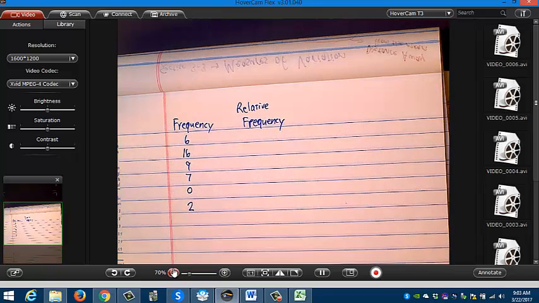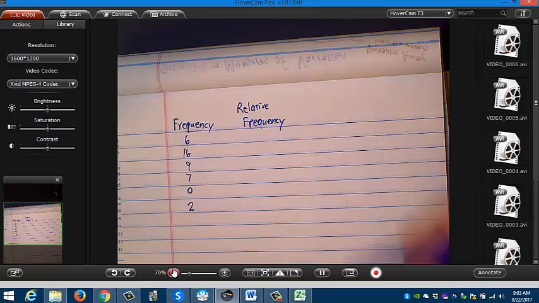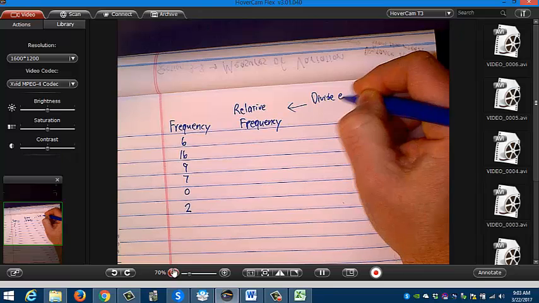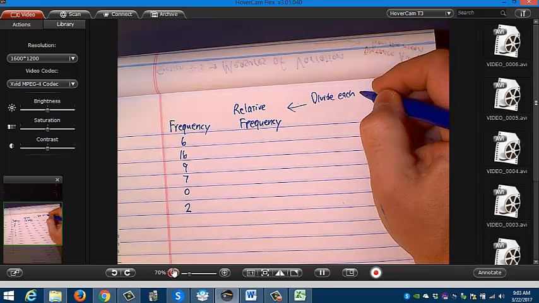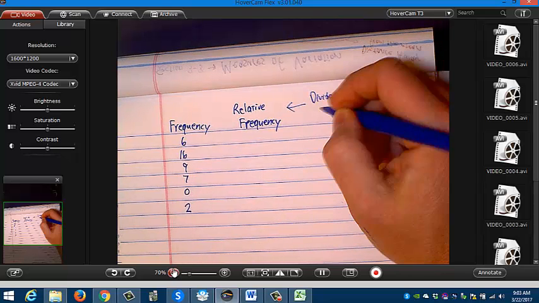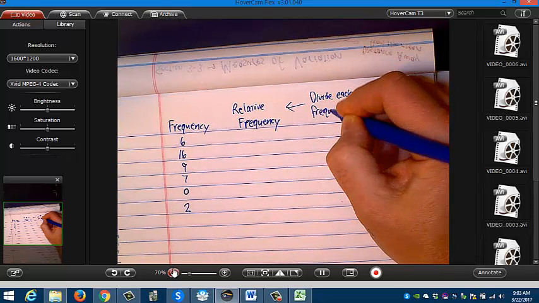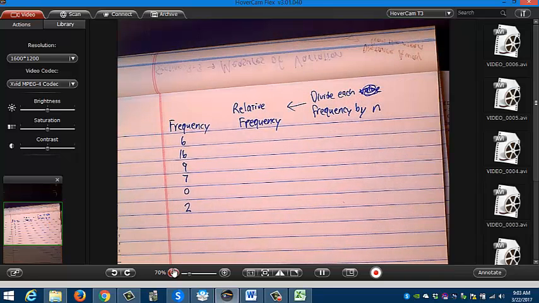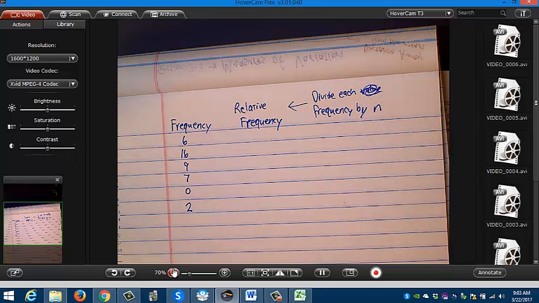What does that mean? Well, to do relative frequency, what you're going to do is you will divide each number, each value, or each frequency, so you know exactly what you're dividing, by n. What does n stand for again? N stands for the sample size, right? What's our sample size here? I guess I could get it, right?